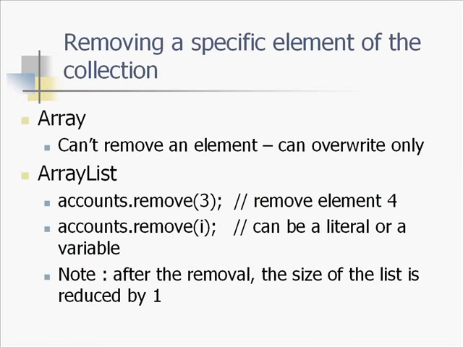Similarly, if we want to remove a specific element of a collection, can't do it in an array, so that's an NA. We can do an accounts.remove. We can either supply a literal or a variable to remove an element. That refers to the position in the array list.